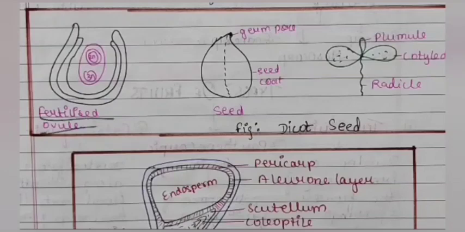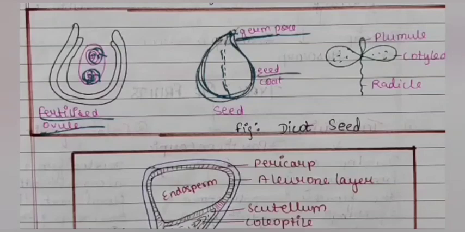So, this is the diagram of a fertilized ovule with this 3N endosperm and the zygote 2N. Now this is a diagram of a gram seed with a germ pore and a seed coat. This is the germinating seed with the plumule, the two cotyledons and the radicle.